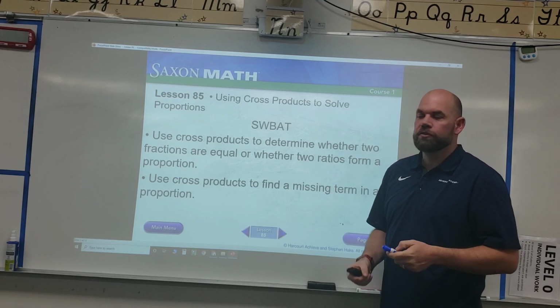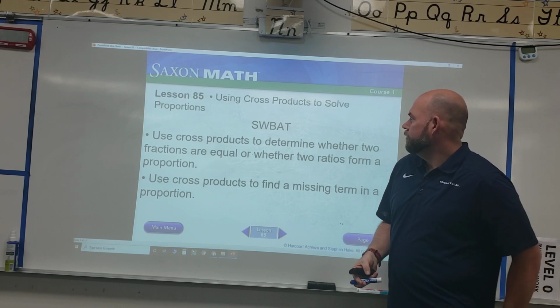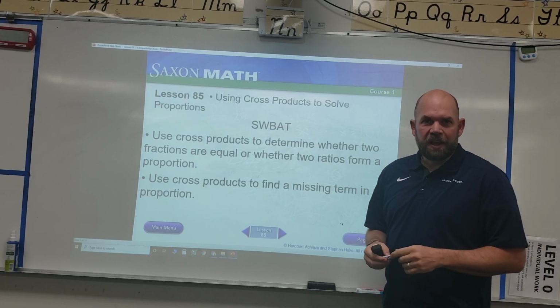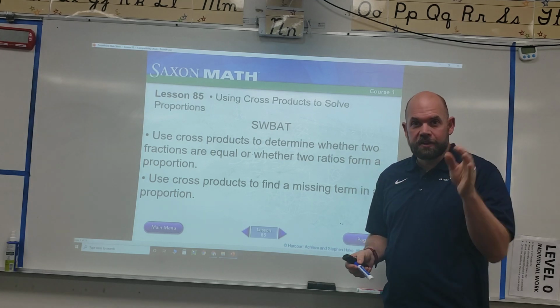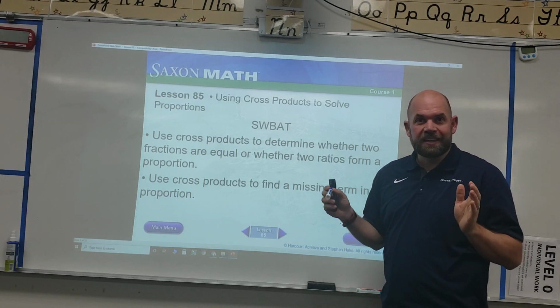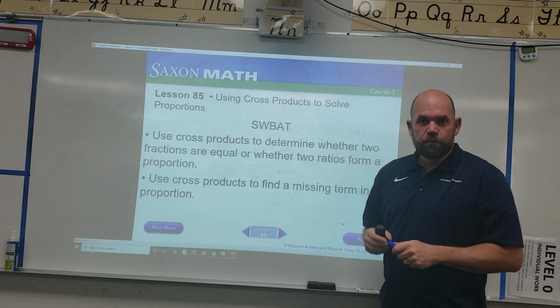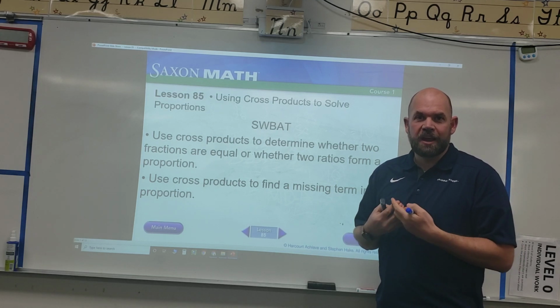This is where we're using cross products to solve proportions. Now, we've done a lot of canceling before and done some crossing. We're going to do it in a slightly different way today. And the reason we're doing that is that this helps us to establish proportions.